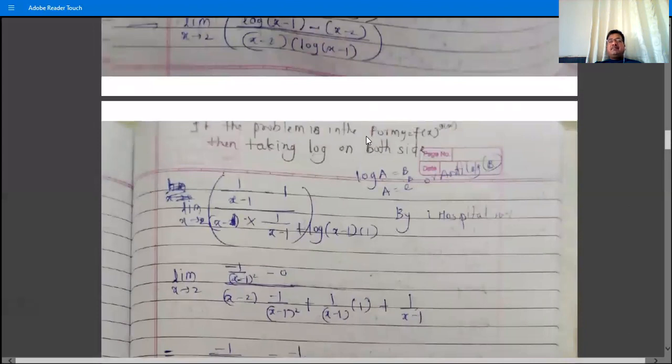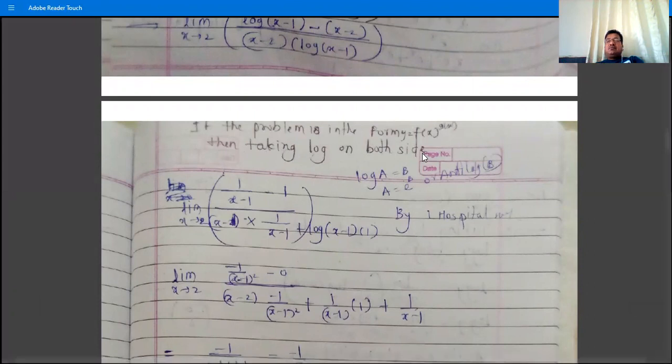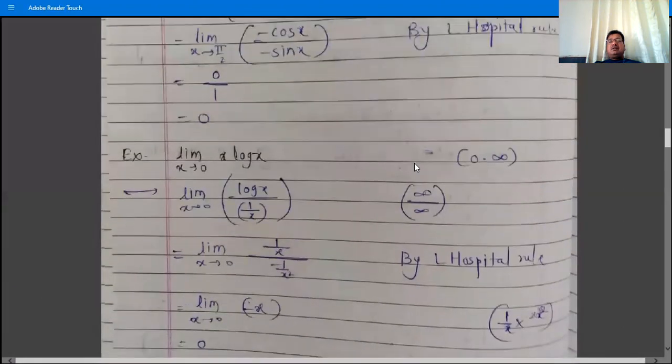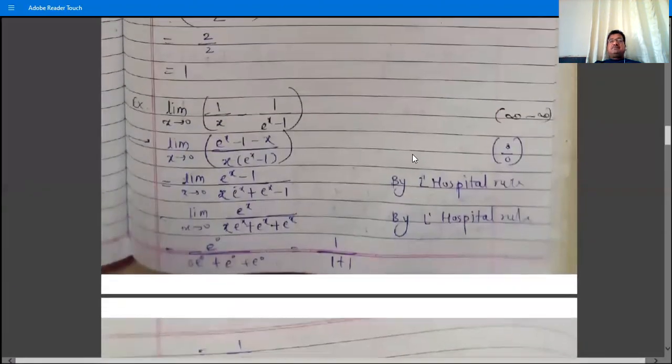If the problem is in the form f(x) raised to g(x), then take the log of both sides. So if the problem is in this form, that is, you have to find the limit of a function of the type f(x) raised to g(x), a function of x raised to a function of x, then take log of both sides. We will solve such types of problems in the next lecture.